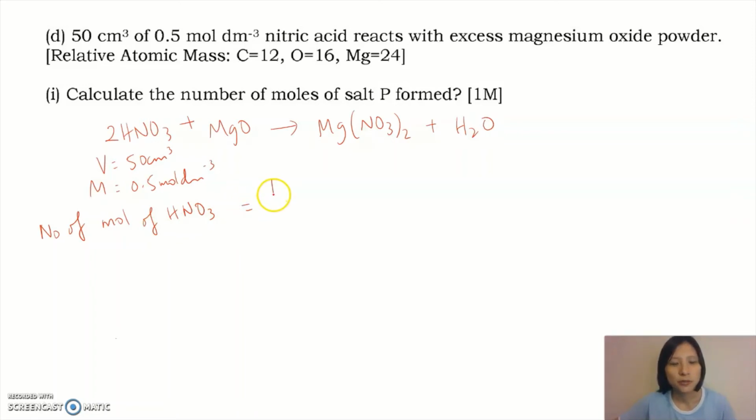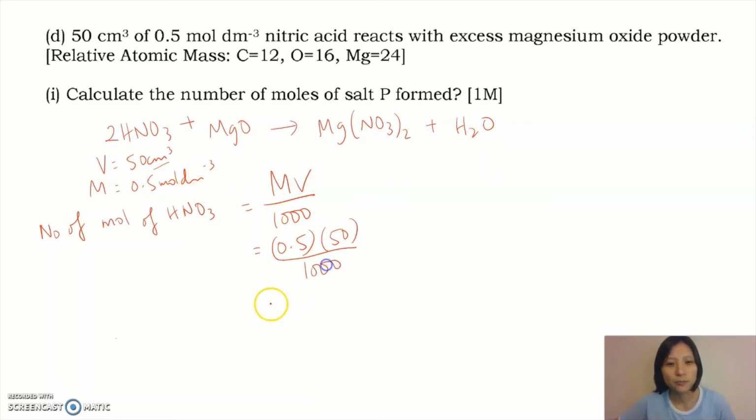So we use the formula MV over 1000. M is molarity, mole per dm³. V is volume, in cm³. Because this is cm³, we need to change it to dm³, so we divide by 1000. So this will be 0.025 mole. That's the first step.